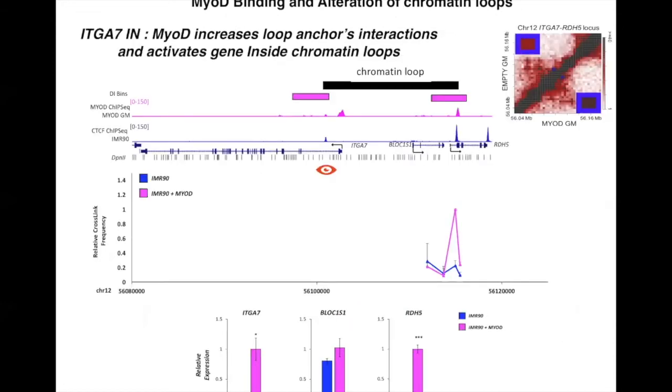And here instead is alpha-7 integrin, and you can appreciate that MyoD binding at this site is in close proximity with CTCF, which reflects the boundaries of this loop, the anchors, and this binding results in the increased trend of interaction between these boundaries and the consensual increase in gene expression of the genes within the loop defined by these anchors.